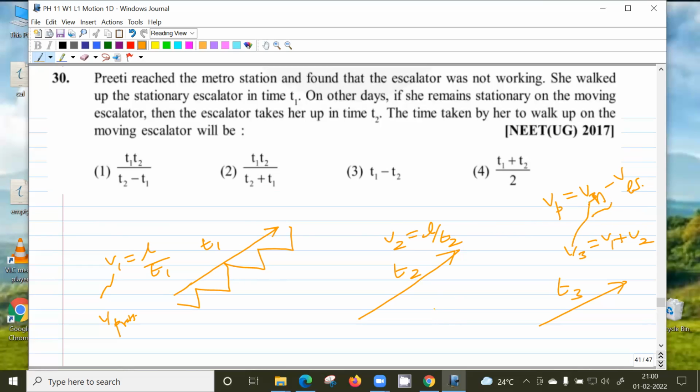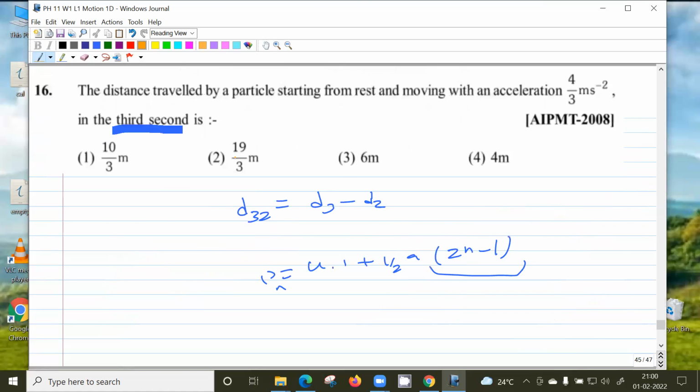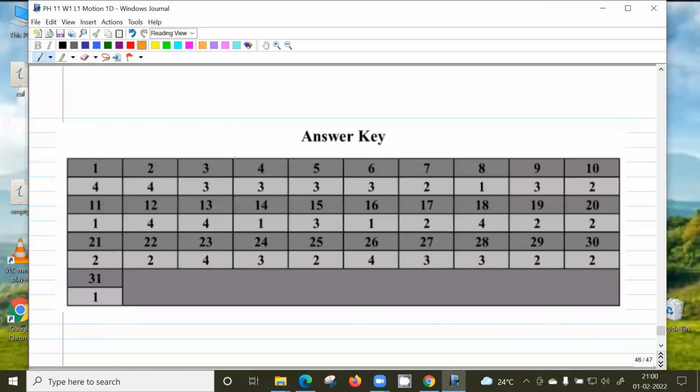So first let me check whether I'm saying this. So V3 equal to V1 plus V2, and V3 is L divided by T3. V1 is L by T1, and V2 is L by T2. So T3 is T1 T2 by T1 plus T2. Let me look. That is 2.